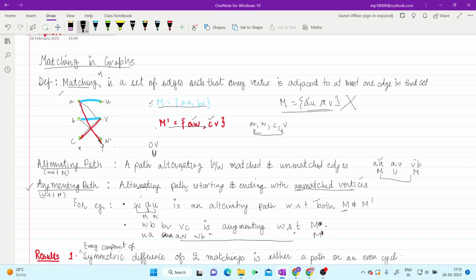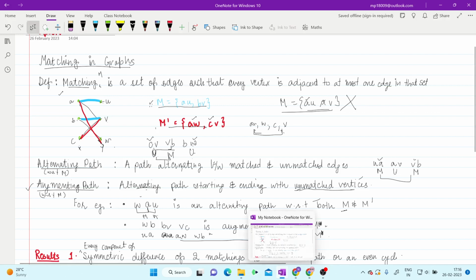Now it has to be an alternating path, so the second edge should be a matched edge. We see that VB is a matched edge, so we can take VB next. But to construct an augmenting path, we should also end with an unmatched vertex. So this is not yet an augmenting path, and we have to add an unmatched edge. If we add BW, then CV, VB and BW is an augmenting path with respect to M, because CV and BW are unmatched edges, C and W are unmatched vertices, and it is an alternating path. So now you understand what an augmenting path is?